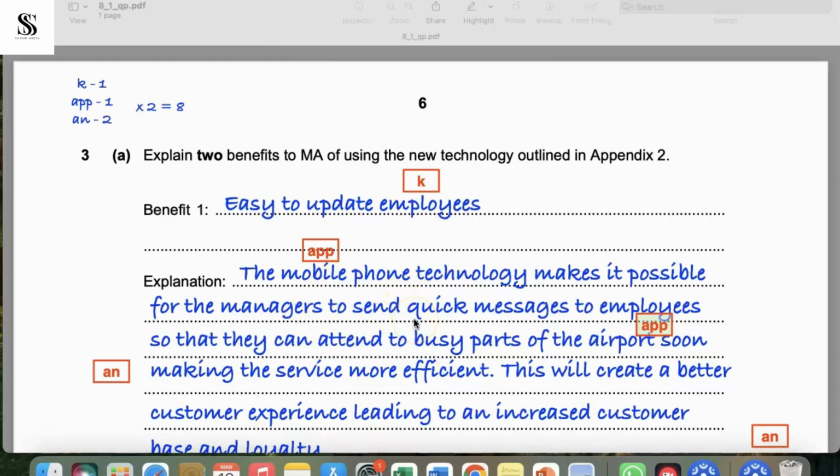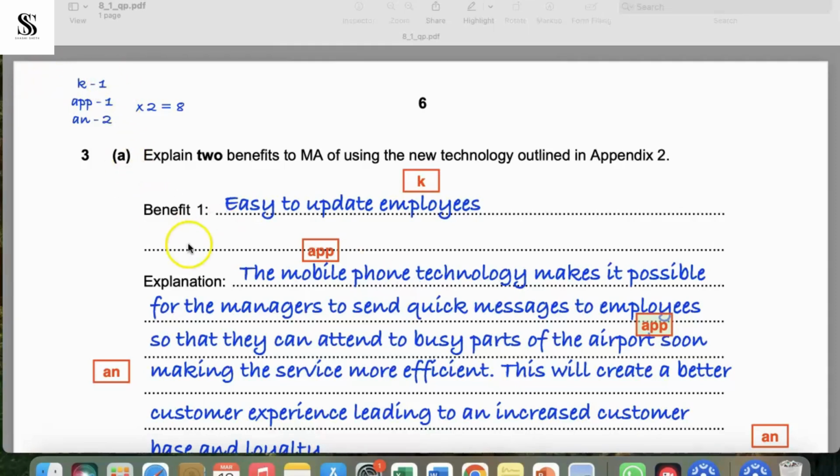Right. Now this question asks for 2 benefits to MA, that's the company in the case study, of using new technology outlined in Appendix 2 of that case study. If you notice this question, this is similar to what you would see in the 6D category of paper 1, where you could be asked for 2 benefits or 2 drawbacks, 2 methods or 2 ways of doing something. This is similar, except that the mark scheme is slightly different. Let me take you through that first.